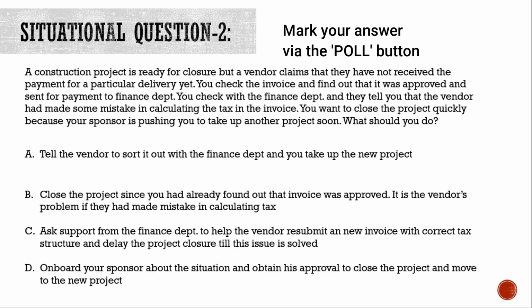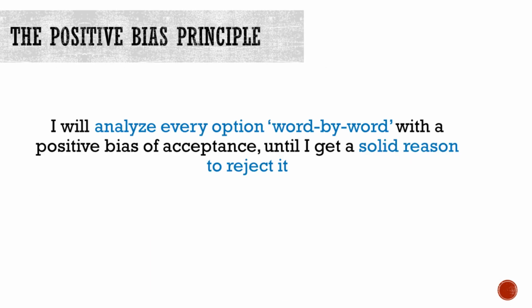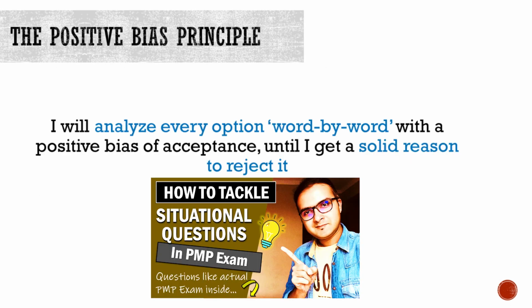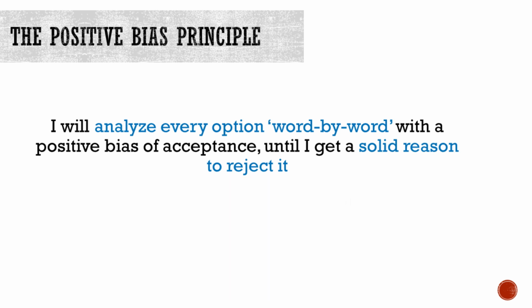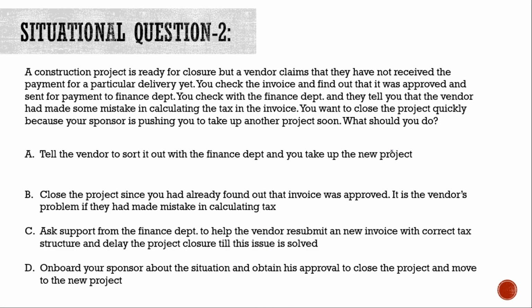Question number 2, guys. Pause the video, read the question carefully, word by word, and try to solve it. Okay, so we will start solving this question. As a step 1, we will keep the positive bias in mind, which states that we will analyze every option word by word with a positive mindset until we get a solid reason to reject it. Now with that, step 1, we move on to step 2 and try to categorize the question as a type 1 or a type 2 question.